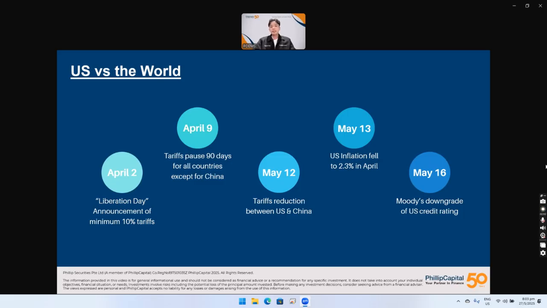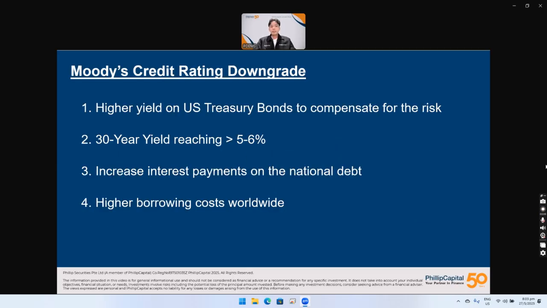And then May 16, just 2 weeks ago, there was a Moody's downgrade of the US credit rating. And why this is important, I'm going to show you in the next few slides. So Moody's credit rating downgrade, and why is it important? When it first came out, the market didn't really react, if you were following the US market closely.